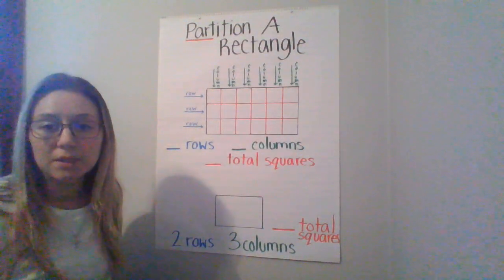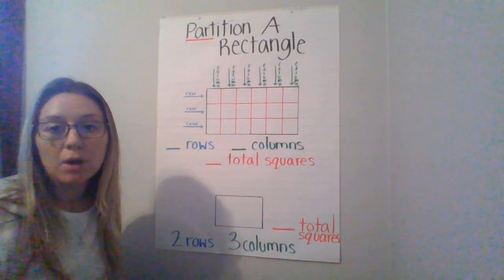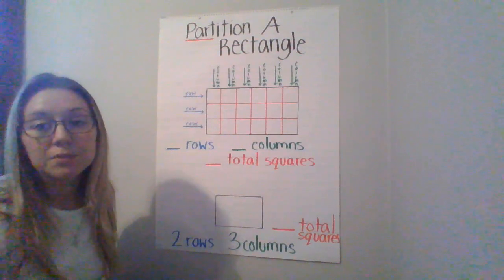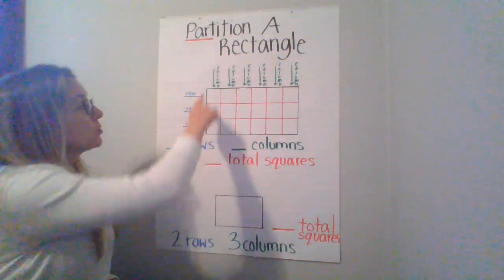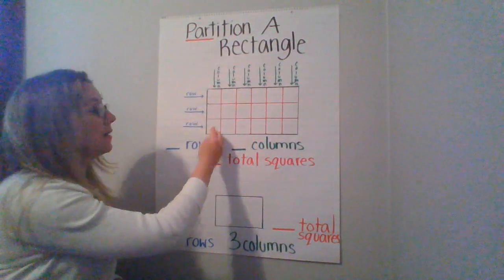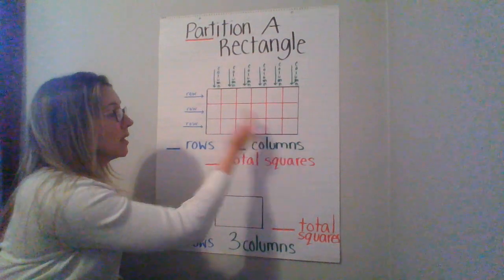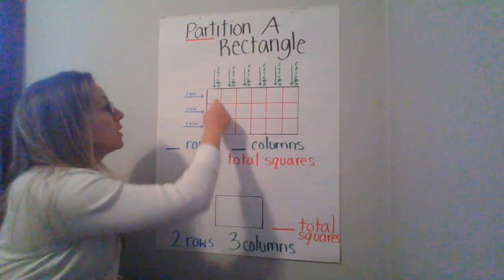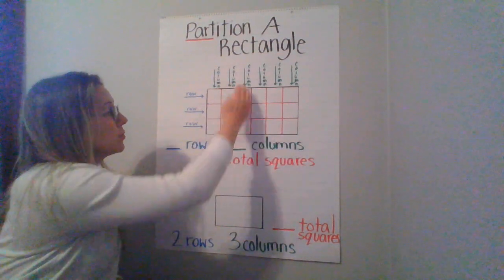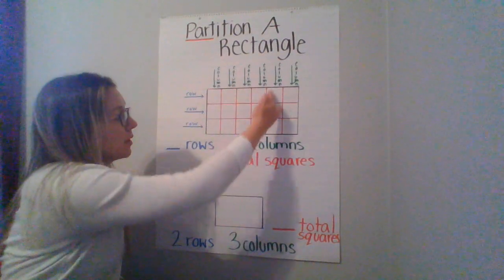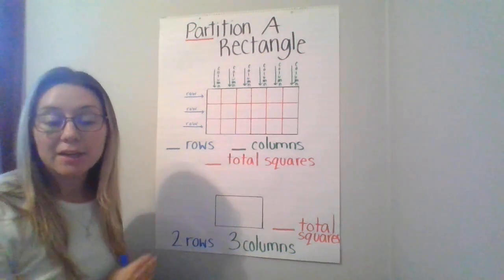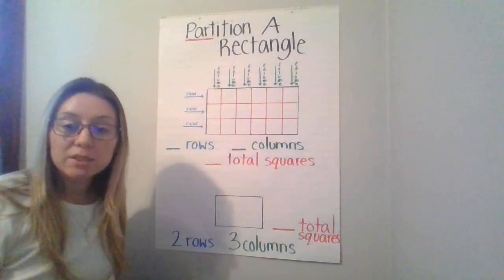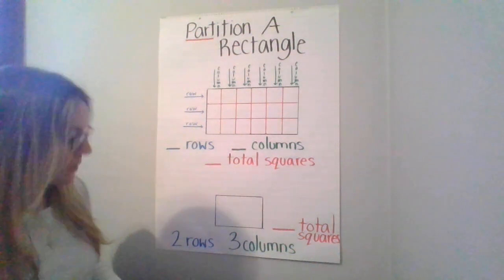Another important thing we need to know when we are partitioning rectangles is columns. Columns go vertically or up and down. So here's a column, and these lines or partitions divide all my columns. So here's one column, 2, 3, 4, 5, 6. There are 6 columns. So the lines that I drew are the partitions that divide it into rows and columns.